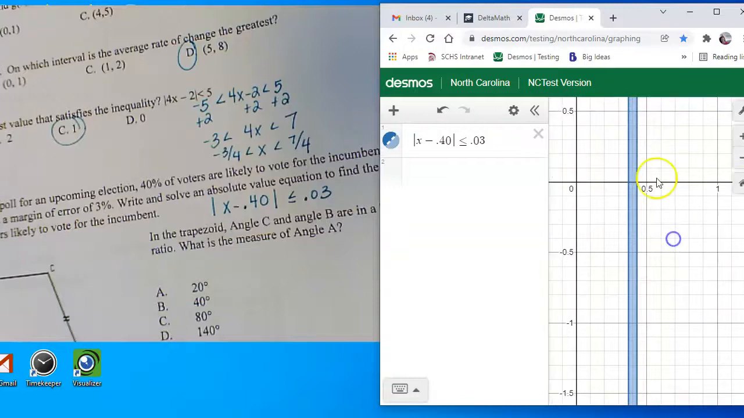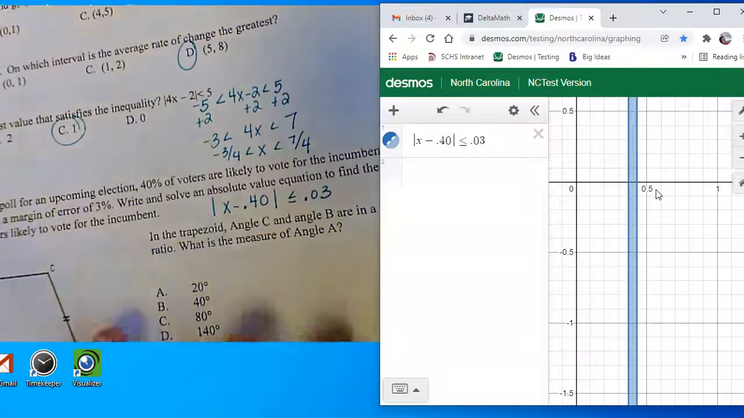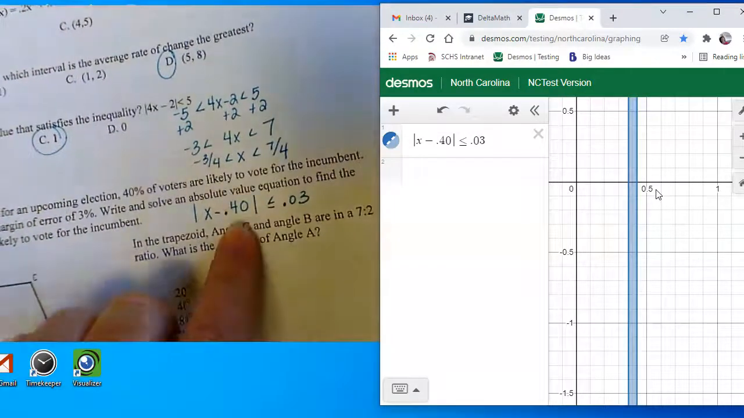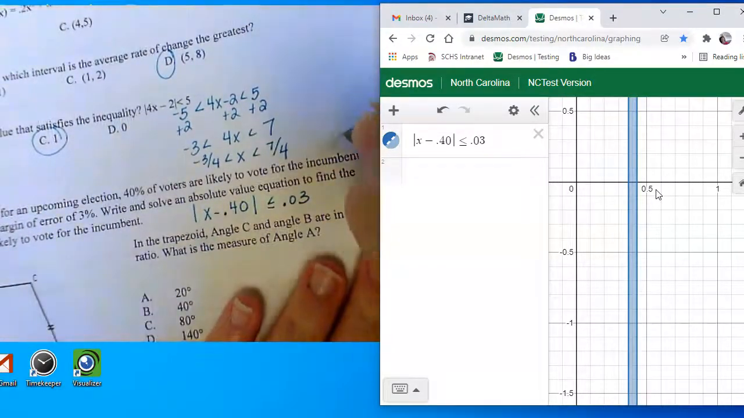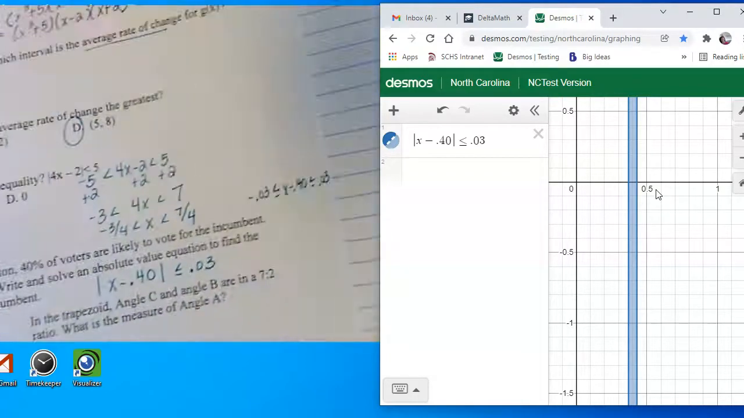And it's hard to see because these are decimals. It's really small. You might be able to use choices to try to figure it out, but that might be a case where we actually need to solve it. So if I solved it the same way as up there, I'm going to put negative 0.03 less than or equal to x minus 0.40 less than or equal to 0.03.